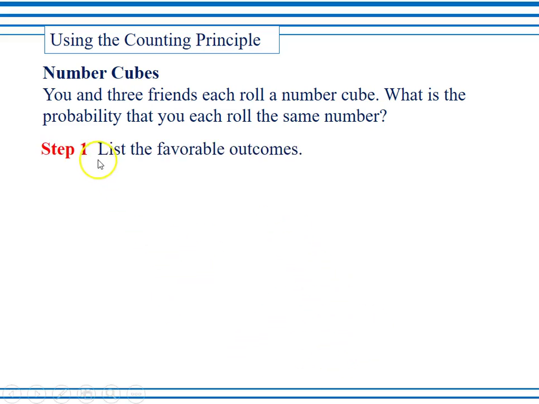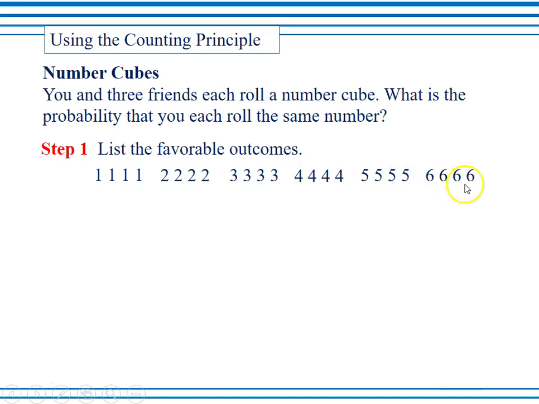So the first step would be to list the favorable outcomes. Here they are. Any of these would be great. The goal would be for all of you to roll the same digit. So all of these are possibilities that would win. So there are 6 possible wins for these dice.